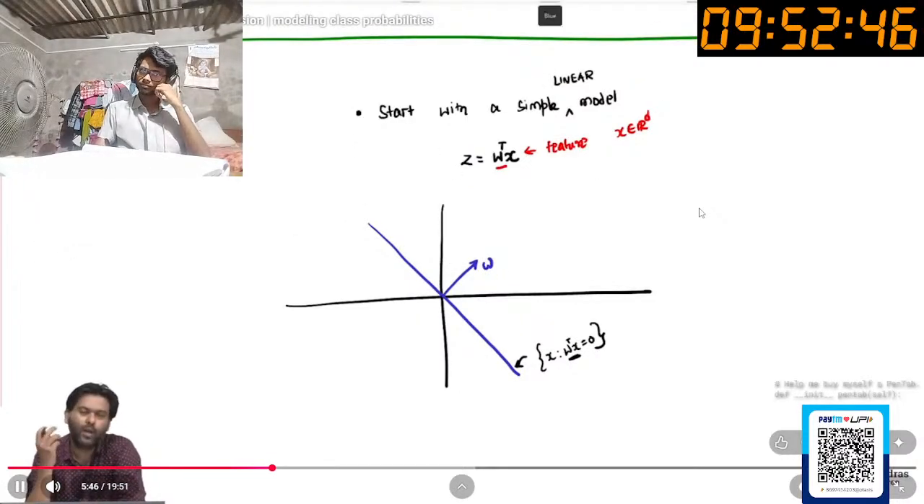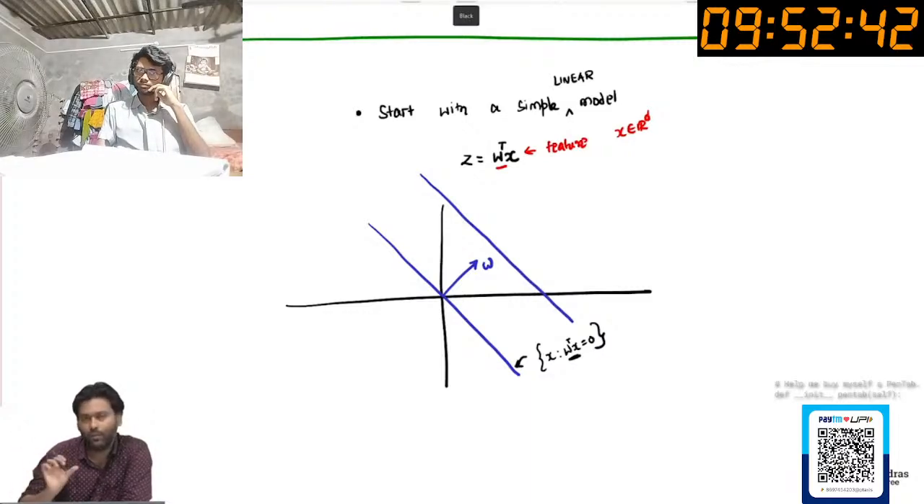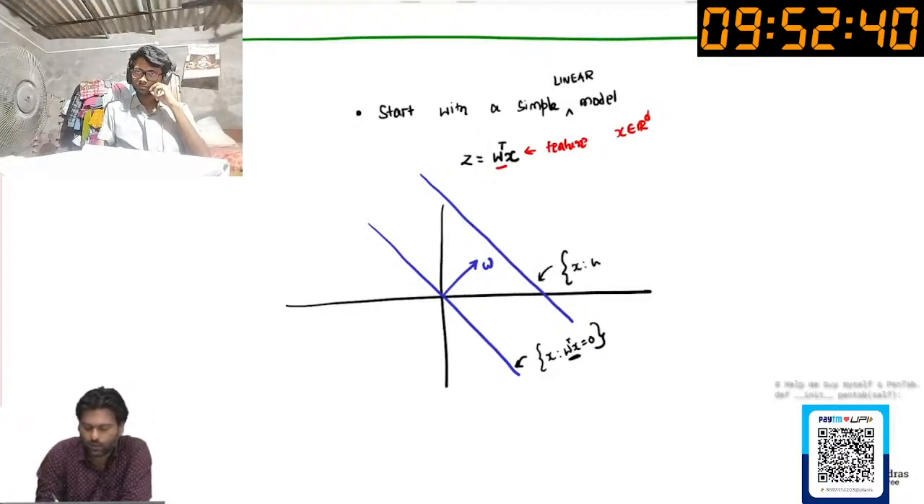Now, one might ask where are the set of points for which the score is 1, right? If you think about that, it's going to be somewhere here. That's just going to be a line which is parallel, 1 unit with respect to w. So this is just the set of all x such that w transpose x equals 1.